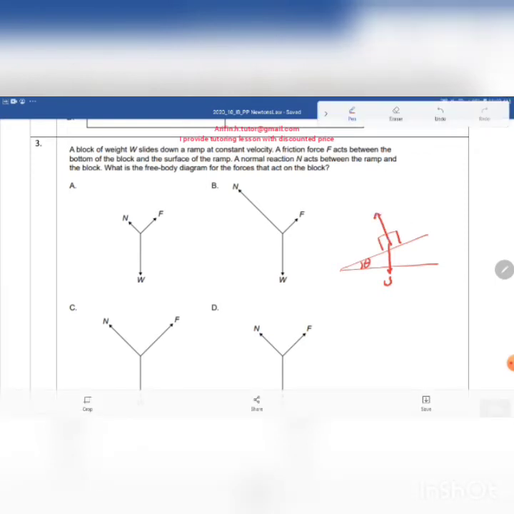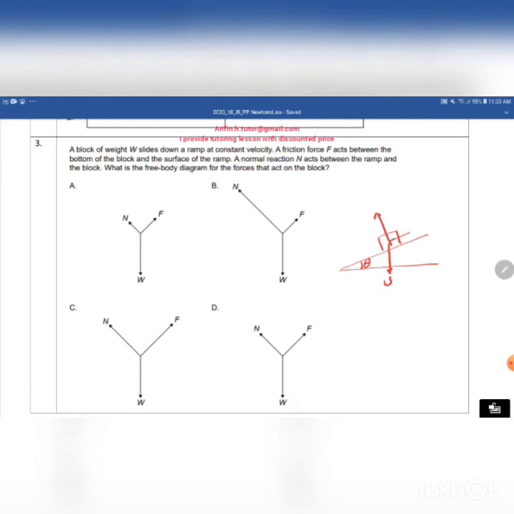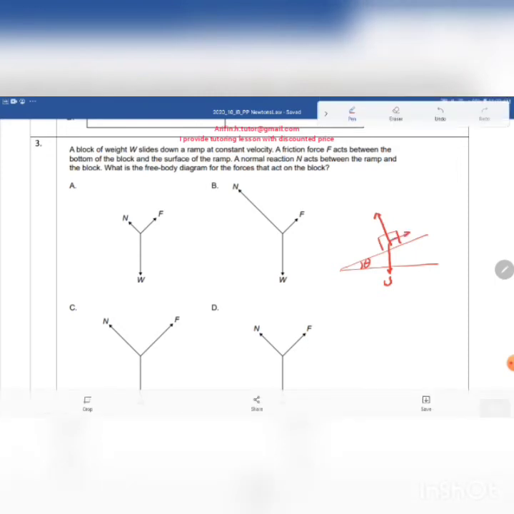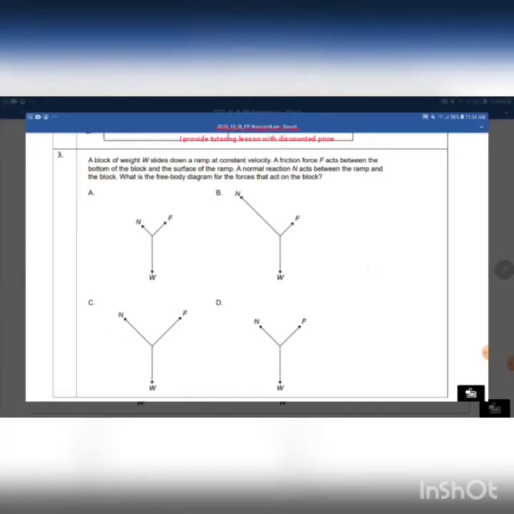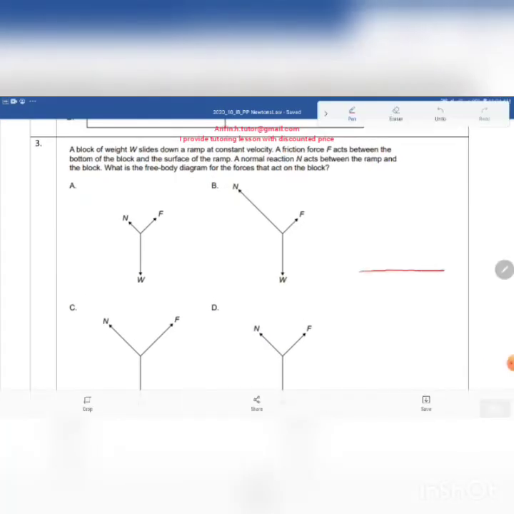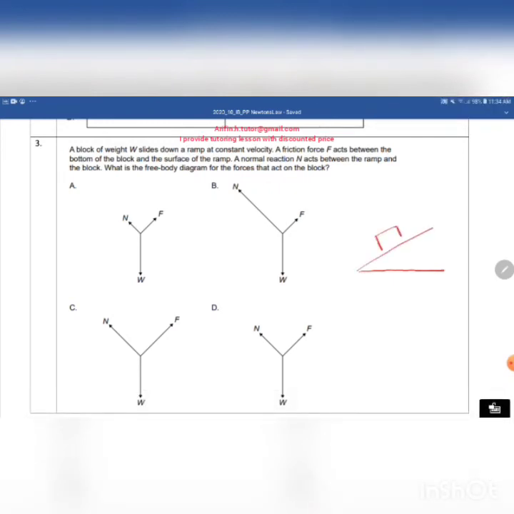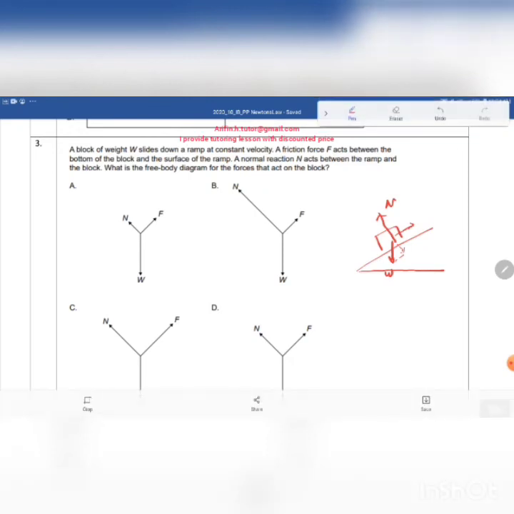Okay, and then there is the force. Be careful. Just take a look at the W. Okay, I will draw it again. This is W, this is normal, and this is F. Now, be careful. This normal should be the same as W cos theta.